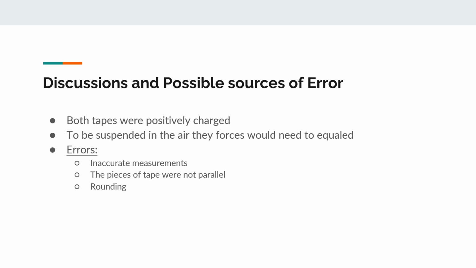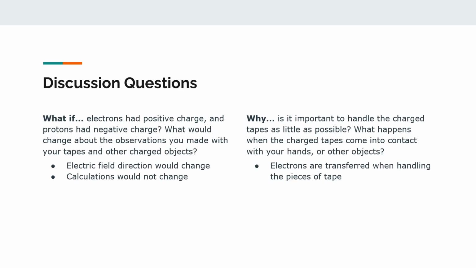Now for the discussion questions. What if electrons had positive charge and protons had negative charge? What would change about the observations you made with your tapes and other charged objects? The electric field direction would change. Instead of pointing outward, it would point inward. And the piece of tape would, instead of being positively charged, be negatively charged. The calculations overall would not change, because this was a repelling force, and for a repelling force the charges have to be the same, so it can be two positives or two negatives.